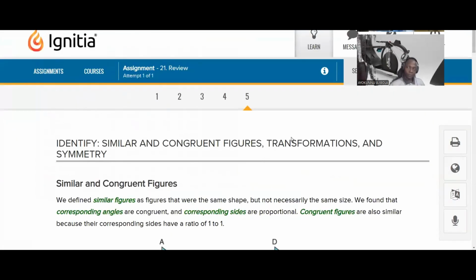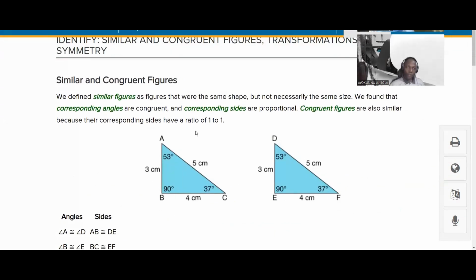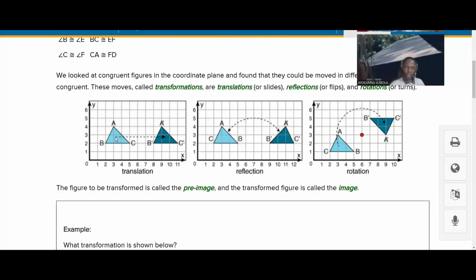So the next page, we have seen similar figures and congruent figures. These ones are congruent because all of the sides are equal and all of the angles are equal. And we have seen this is translation because it moves from left to right without changing the direction of the vertices. Then this is rotation. This is reflection because it's reflected in a mirror. It's still the same thing, okay? Is that clear?